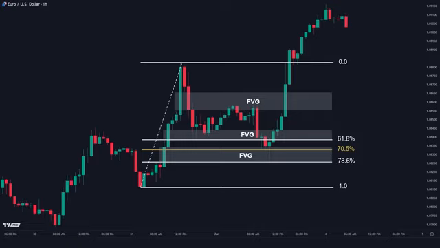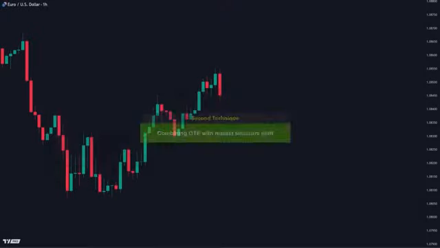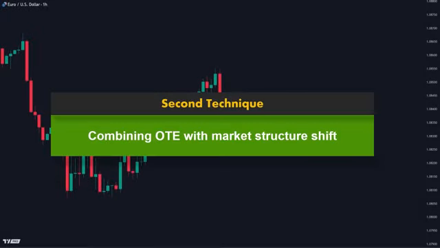This is because there is a higher chance that the price might use the first fair value gap as a liquidity grab and trap traders who went long there. In summary, the combination of the optimal trading zone and fair value gap areas provides solid supply and demand zones and presents a high-quality trade. Combining optimal trade entry with market structure shift.